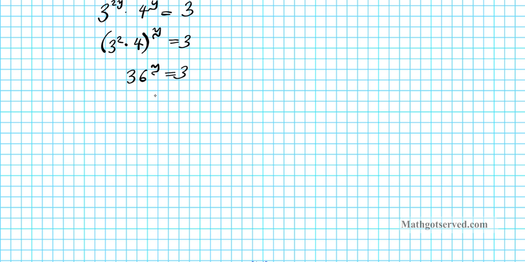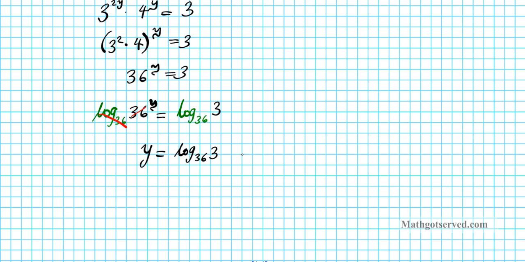Actually, no, I'm sorry, I can't do that. This is an exponent, so what we're going to do is take log base 36 of both sides, okay? So we have log base 36 on the left and log base 36 on the right, because the base of this exponential expression is 36, okay? So log base 36 of 36 to the y equals log base 36 of 3 on the right, okay? And then these cancel out, and we have y equals log base 36 of 3.